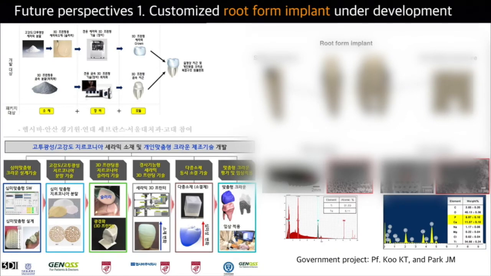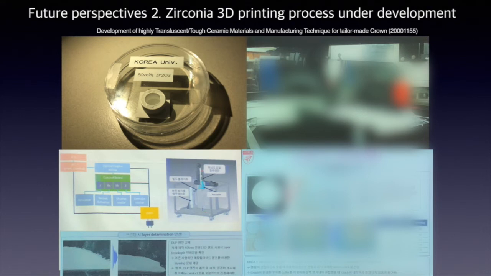In addition to the patient-specific membrane, a customized root form implant can be used in the regeneration field. In South Korea, research is underway to build an implant that has the same shape as the patient's teeth by 3D printing. Spike and lattice structures for initial fixation and surface treatment were also applied. I'm also developing equipment and materials for 3D printed zirconia superstructure on top of this patient-specific root form implant.